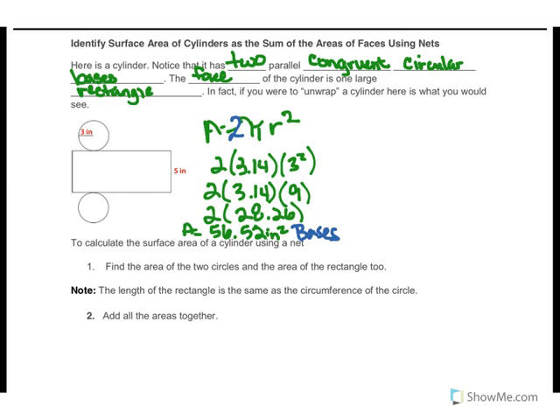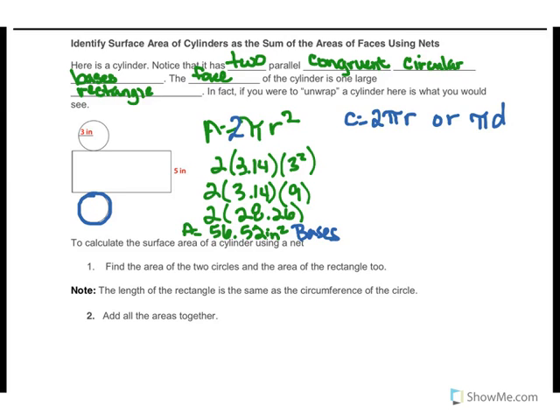Now we have to find the area for the rectangle. The length of the rectangle is the same as the circumference of the circle. Since the length of the rectangle wraps around the circle's rim, that means we need to use the circumference formula. That formula for circumference is 2 pi r, because the radius is half the distance of the diameter, so we multiply it times 2. But if we were given the diameter, we don't have to use that formula. We can use pi times d.